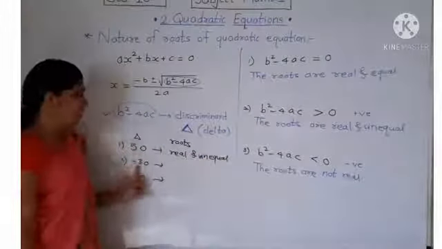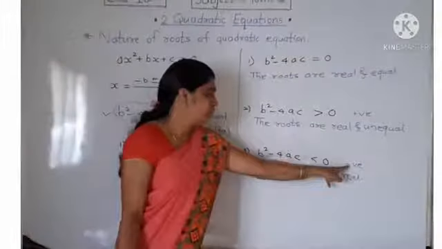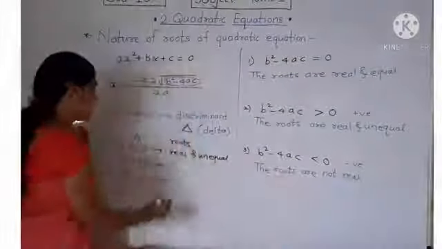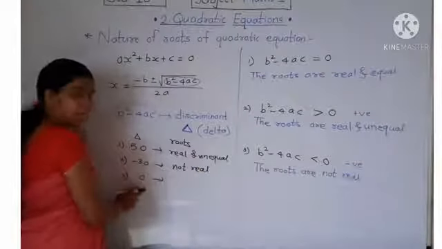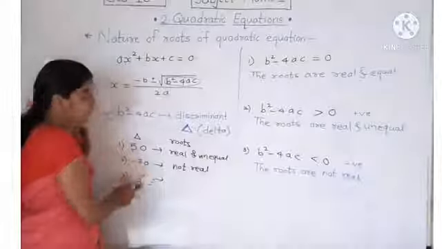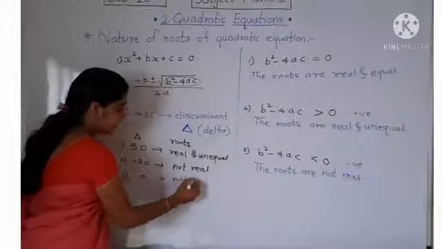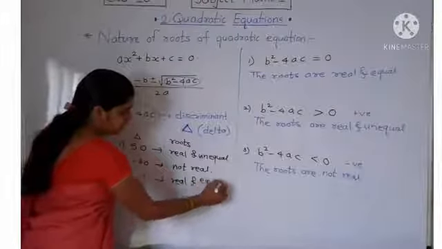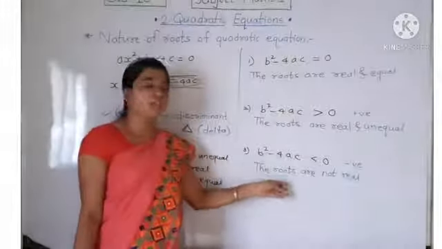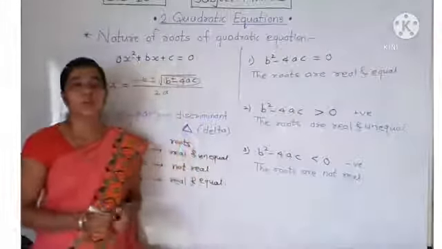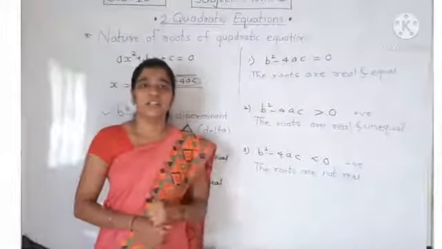Okay? Here, what is the value of discriminant? Minus 30 means negative, less than 0, means roots are not real. And in the last example, delta value is 0, therefore roots are real and equal. Okay, you understand, you remember this, you can easily find the nature of the roots.